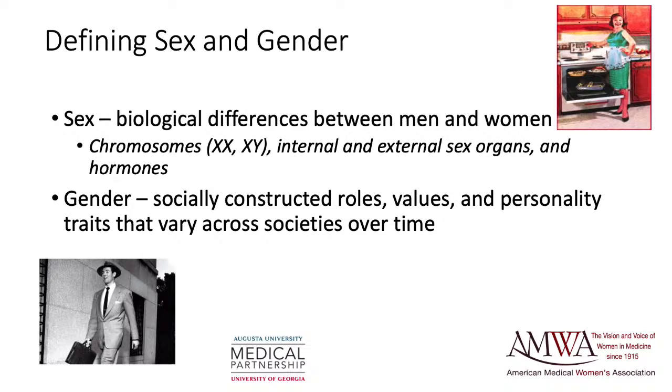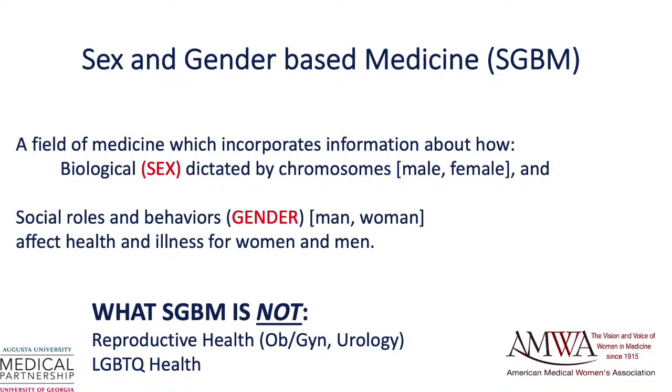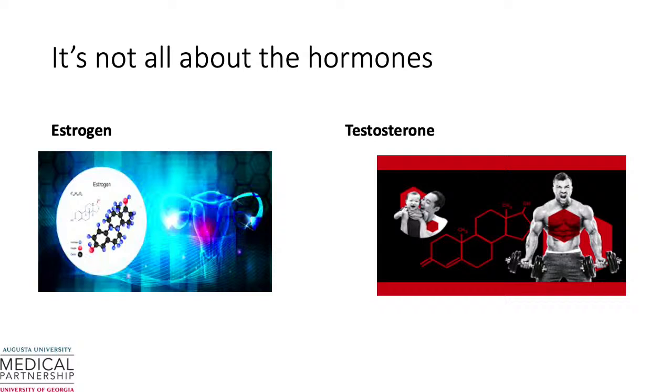The entity of sex and gender-based medicine is that field of medicine that we use to incorporate everything about the biological as well as the gender-based when it comes to the differentiation between different types of diseases. Bottom line is, it's not just about reproductive organs or gender, LGBTQ health. It's about every cell has a sex. But it isn't just about the hormones. It's not that women do something differently because they have estrogen and men do something else because they have testosterone. There's a lot more to it than that.